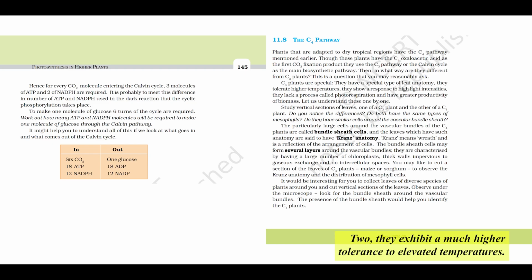We'll look at that. 2, they exhibit a much higher tolerance to elevated temperatures. They can keep photosynthesizing efficiently when C3 plants might struggle. 3, they show a more robust photosynthetic response to high light intensities. They don't saturate as easily. 4, crucially, they largely avoid photorespiration, a process we'll discuss that can be quite wasteful for C3 plants under those same hot, dry conditions. 5, as a direct result of these adaptations, they often demonstrate significantly greater productivity and biomass yield compared to C3 plants, especially in warm climates. That's why crops like sugarcane and maize are so productive.